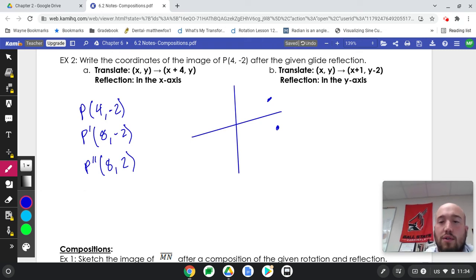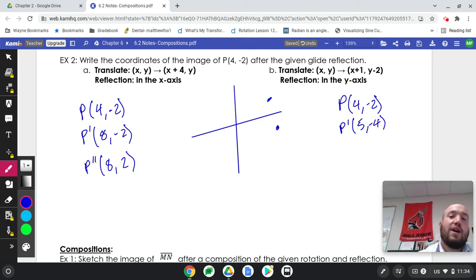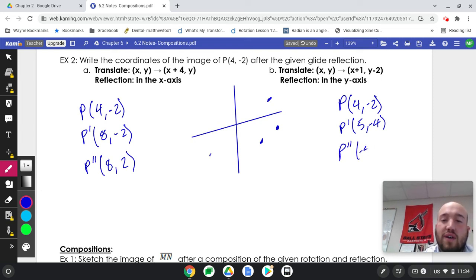So on the next one, if we started at P, that's still at 4, negative 2. P prime becomes 5, negative 4. And then if we reflect it over the y-axis, so once again, 5, negative 4, somewhere down here, ends up over here, the x value will change. It will be negative 5, negative 4. The y value stays the same.